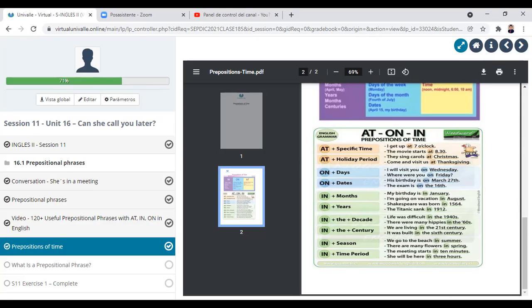Also in for months: my birthday is in January. I'm going on vacation in August. In for years: Shakespeare was born in 1564. The Titanic sank in 1912. In for decades: life was difficult in the 1940s. There were many hippies in the 60s. In plus the century: we are living in the 21st century. It was built in the 6th century.